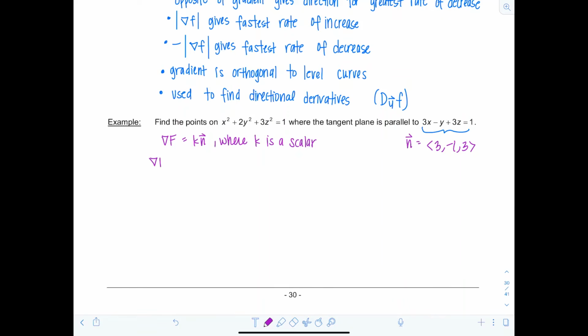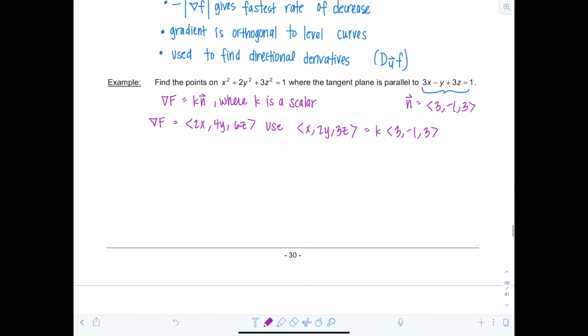Okay, well, the gradient of f, we can find that easily. That's 2x, 4y, 6z. How about instead we divide that whole thing by 2 and just use x, 2y, 3z, right? Why not? So I want to know, when is that equal to k times the normal vector for this other plane? Because then those two planes would be parallel. All right, well, let's see. We have a little system going on here.